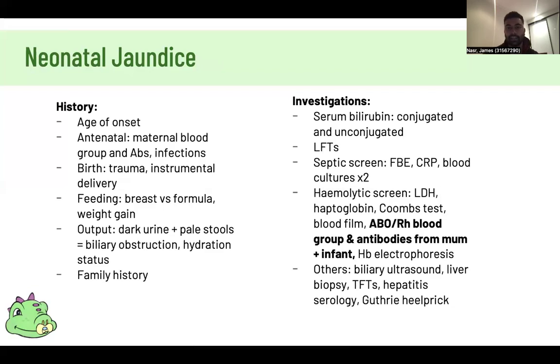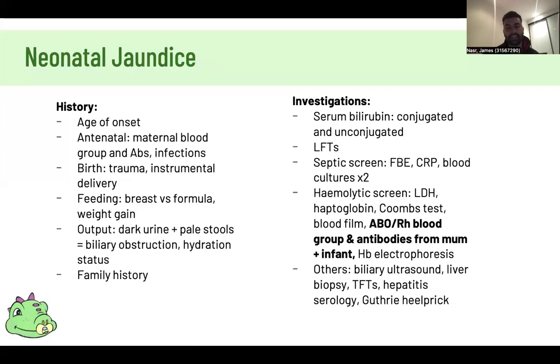The main investigation, so the first thing to do would be a serum bilirubin, so that can help you to decide whether it's a conjugated or unconjugated bilirubinemia. LFTs are routinely done, and then your septic screen as well. A hemolytic screen is very important, and the main things of that would be LDH, haptoglobin, a Coombs test, and a blood film, as well as your blood group and antibodies from both the mum and the infant, would probably be the most important thing to do there. And then you can consider doing a hemoglobin electrophoresis for thalassemia as well.